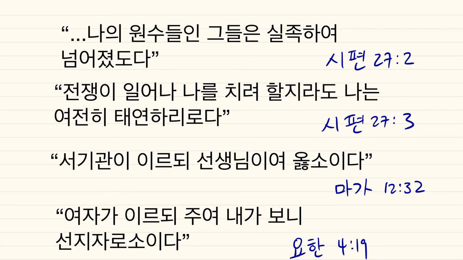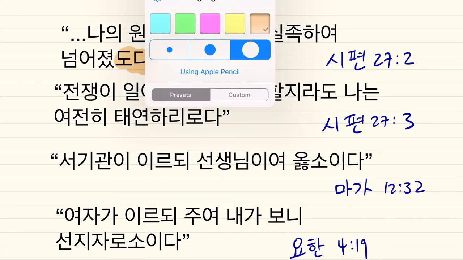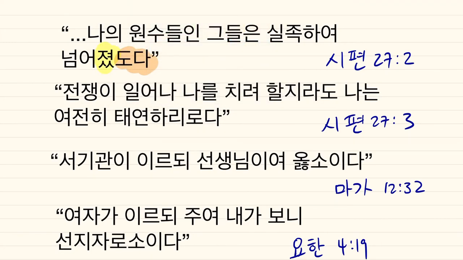I've taken four examples, one for each of the endings, and the first two are from Psalm 27. In the first verse, it says, 나의 원수들인 그들은 실족하여 넘어졌도다. You also see that there's a past tense here. Here it's exclaiming that my enemies are the ones who will fall. And then in the next verse, 전쟁이 일어나 나를 치료할지라도 나는 여전히 태어나리로다.